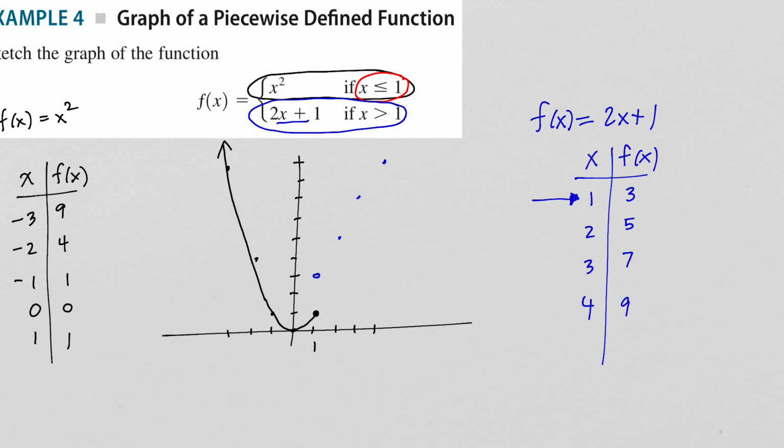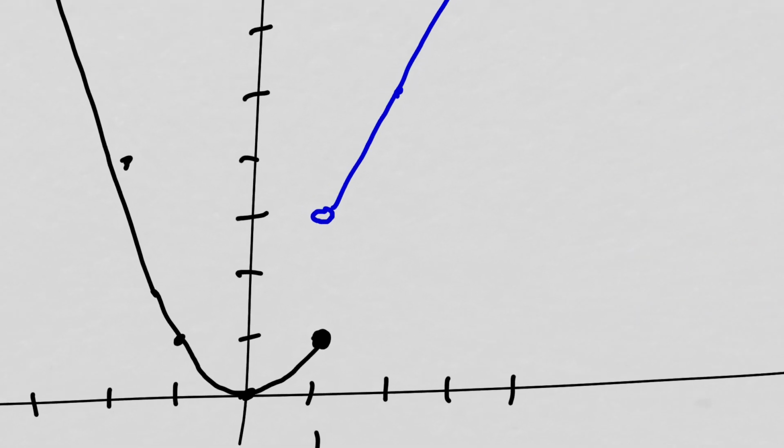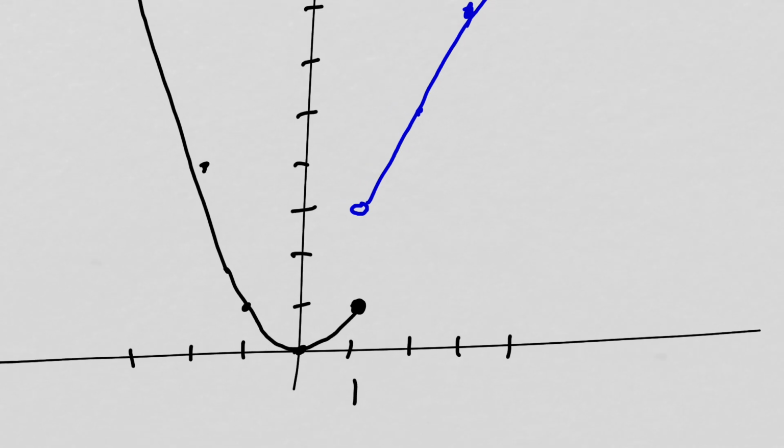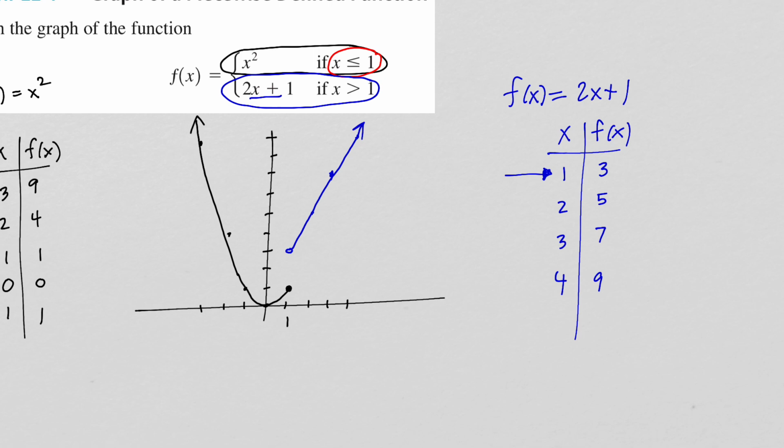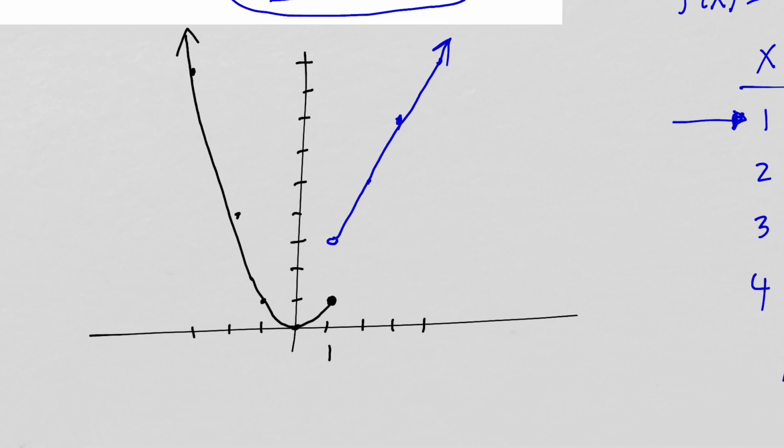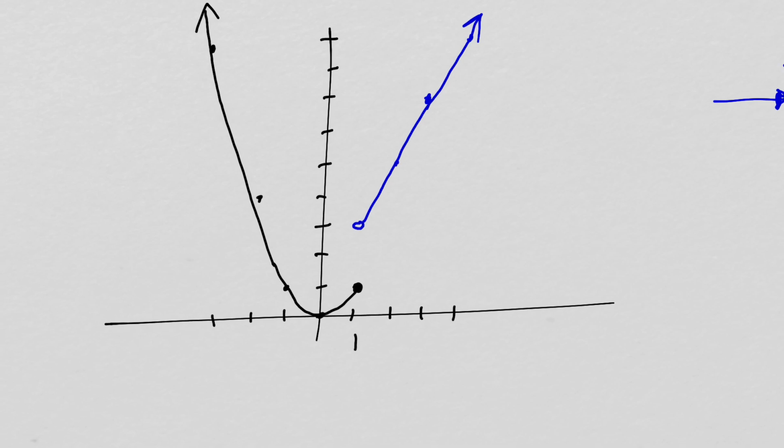But again, that point is not really supposed to be there. So did you see what I did there? I made it an open circle. And that shows that that point doesn't really exist on the graph because, again, we're not allowed to plug in 1. So you can see that in this graph, we have two distinct pieces.